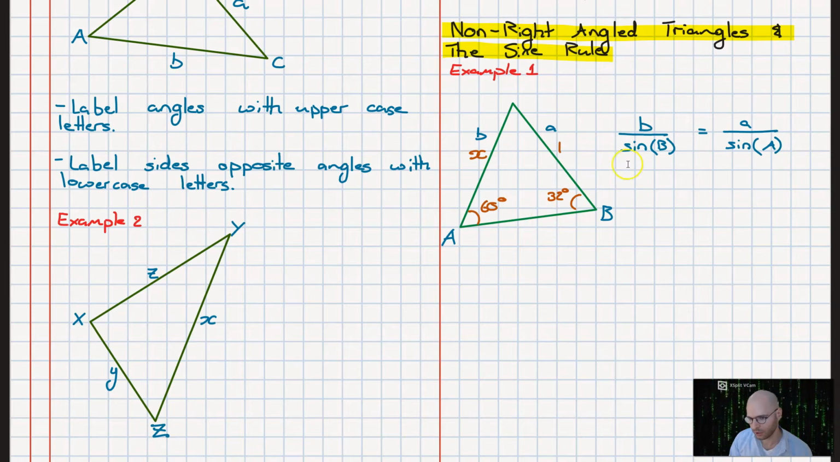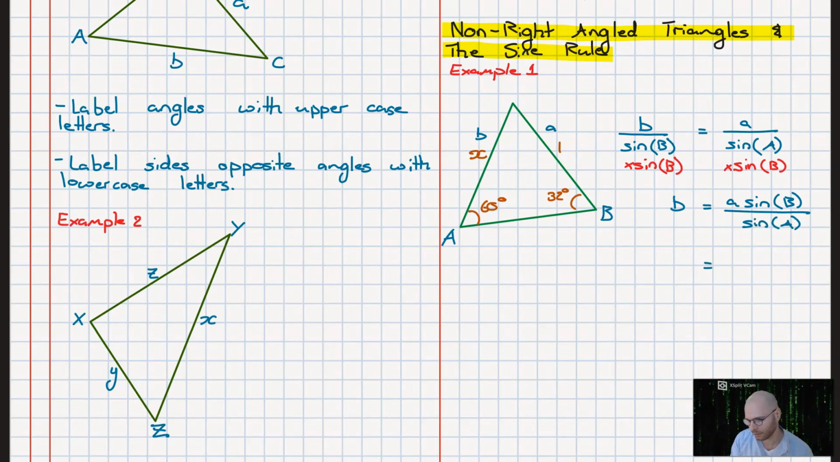Now, the reason I've chosen B to go first as opposed to A is because we're going to be solving for B here. So I've just started off with the sine rule in a more convenient arrangement. Now, next step is we need to solve for B, so B needs to be the subject. So we're going to multiply both sides by sine B. This will yield a result of B is equal to A sine B all over sine A.